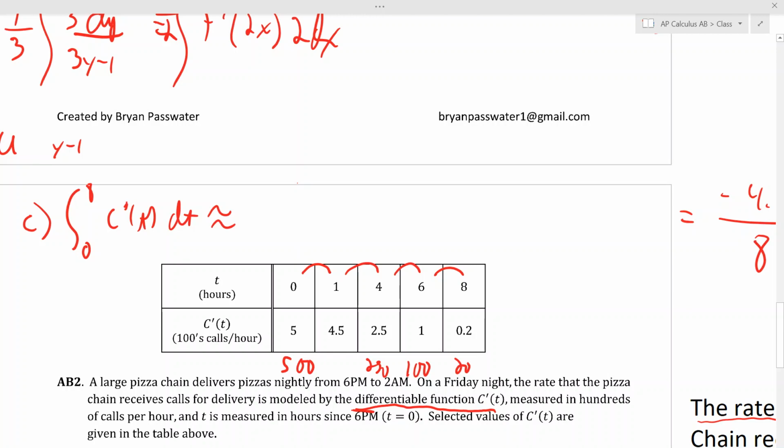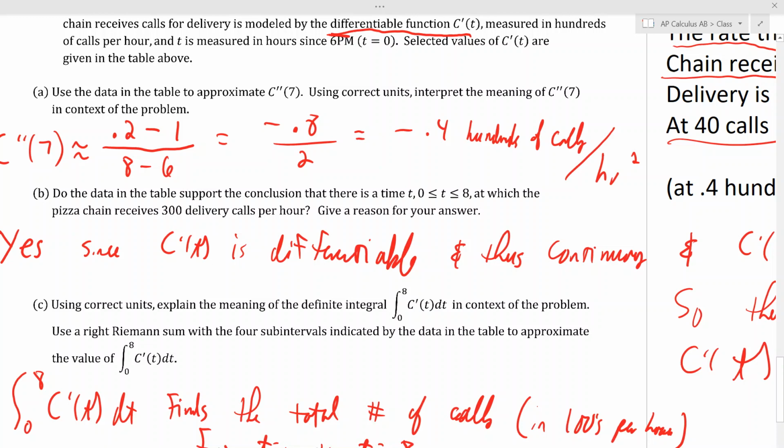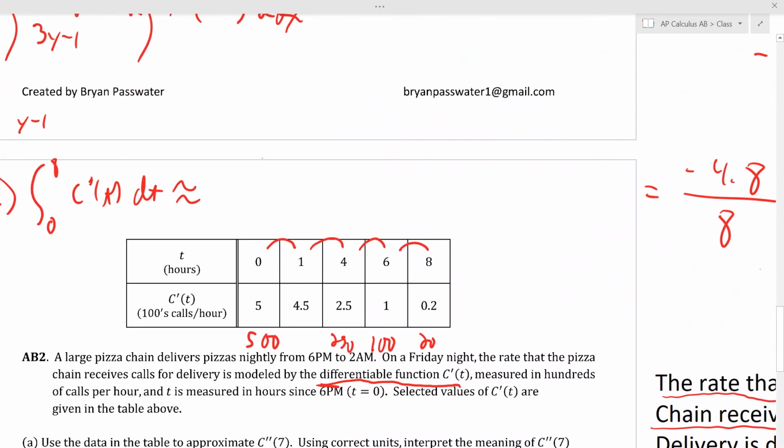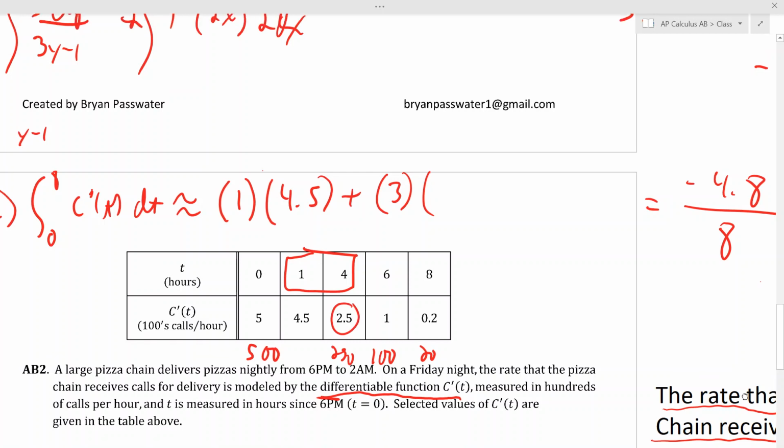It's a right Riemann sum, right? I'm pretty sure it's a right Riemann sum. Let me check before I mess up. Yep, right Riemann sum. So our first interval is 0 to 1. You can graph this out, but that has a base of 1 and a height of 4.5, because I'm taking this first interval. Remember, it's just a rectangle. The base goes from 0 to 1, and the height on the right-hand side is going to be 4.5. Plus, my next rectangle goes from 1 to 4. That's a base of 3 and a height of 2.5.